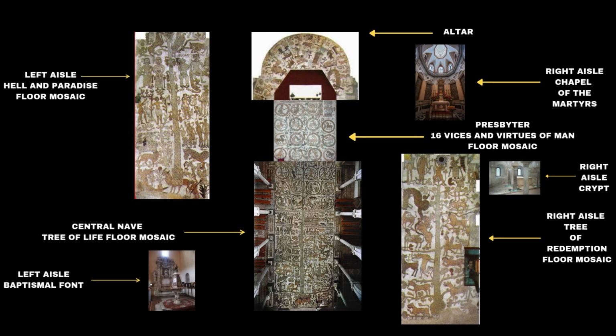The Otranto Cathedral floor plan is as follows. The left aisle houses the Hell and Paradise floor mosaic and the baptismal font. The center of the cathedral houses the altar, the presbyter with the 16 vices and virtues of man floor mosaic, and the central nave with the Tree of Life floor mosaic. The right aisle houses the Chapel of the Martyrs, the crypt, and the Tree of Redemption floor mosaic.